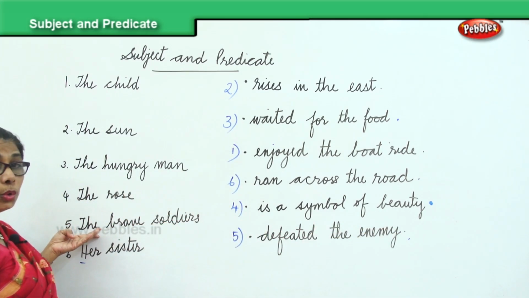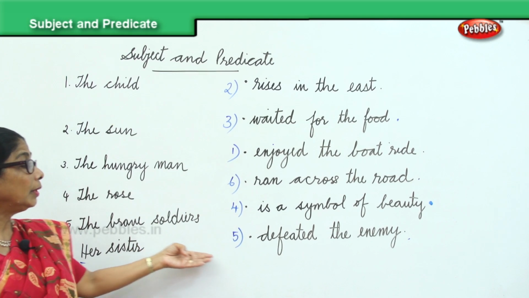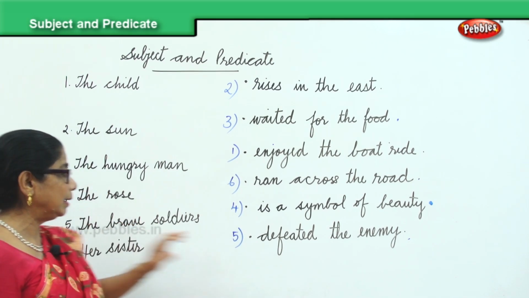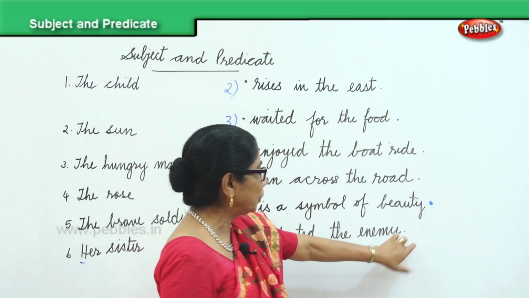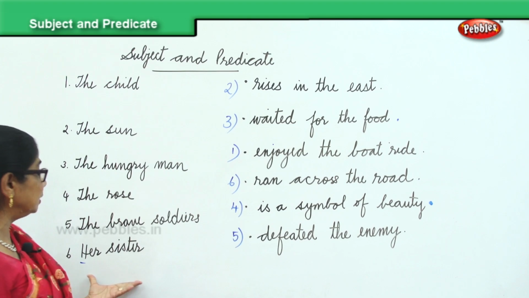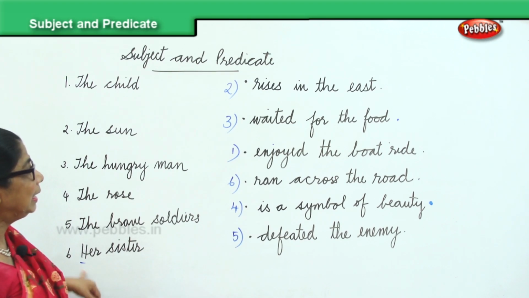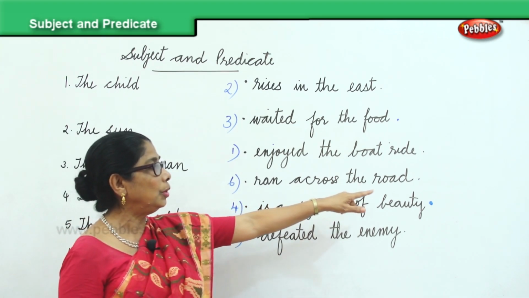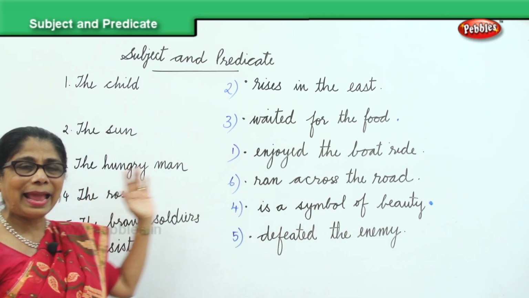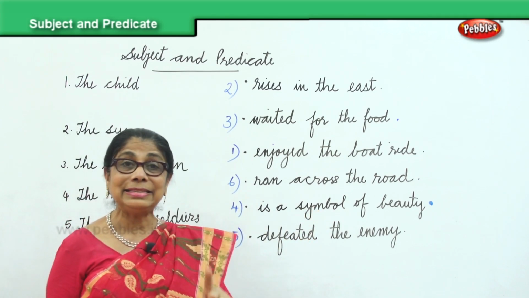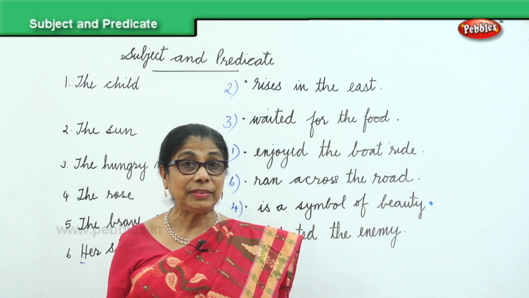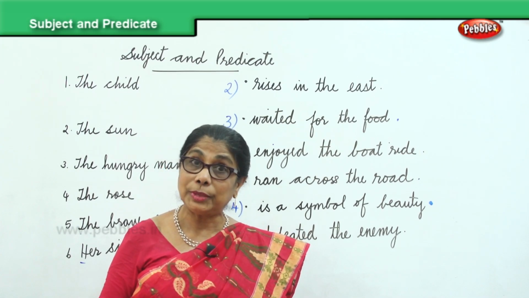Then the brave soldiers, that is the subject, defeated the enemy, that is the predicate, begins with the capital letter and ends with the full stop. And finally we have her sister. Her sister is the subject, H, capital beginning, ran across the road and ends with the full stop. So we have joined the subject and the predicate. A sentence has two parts, a subject and a predicate. It begins with a capital letter and it ends with the full stop.